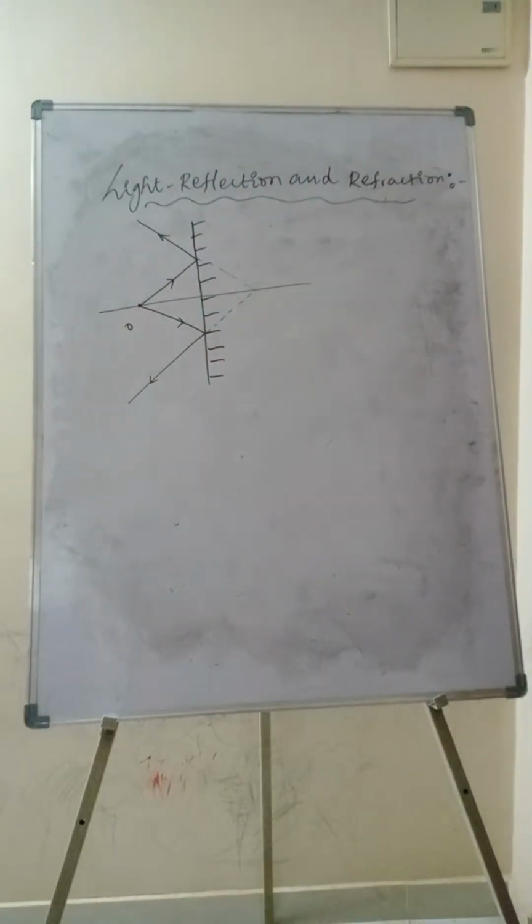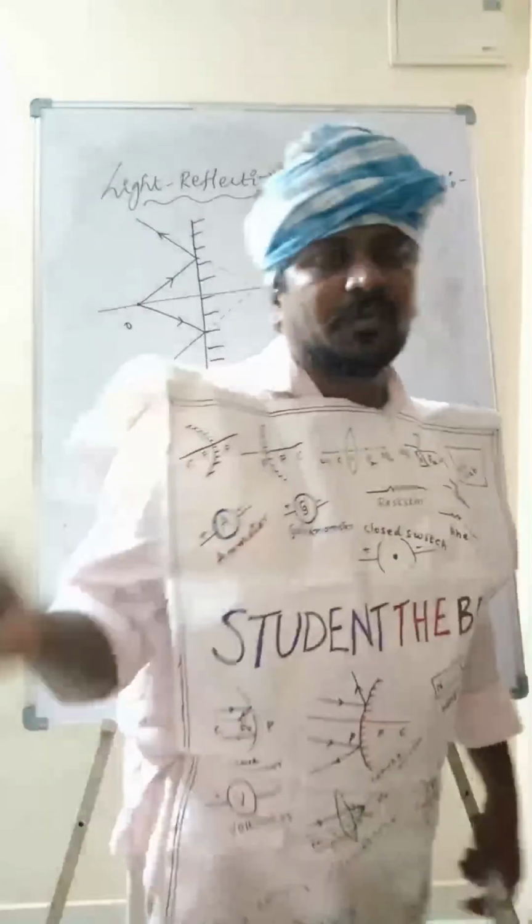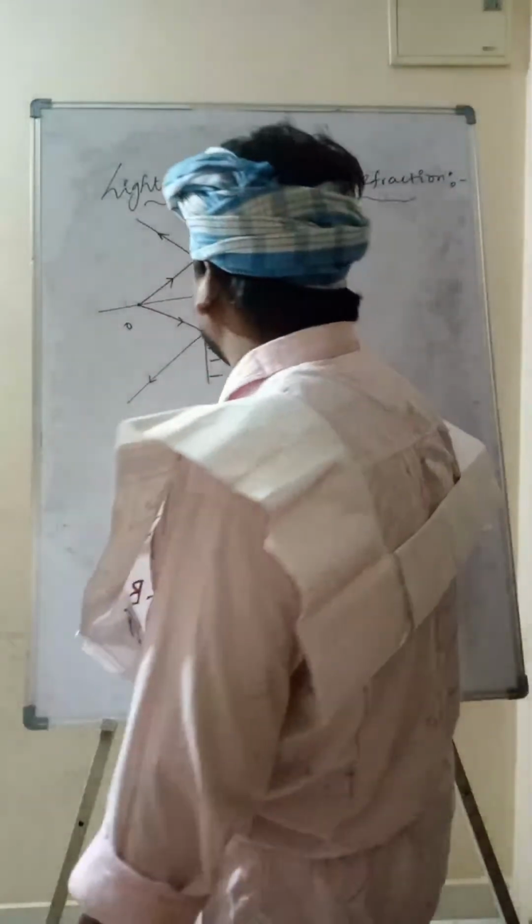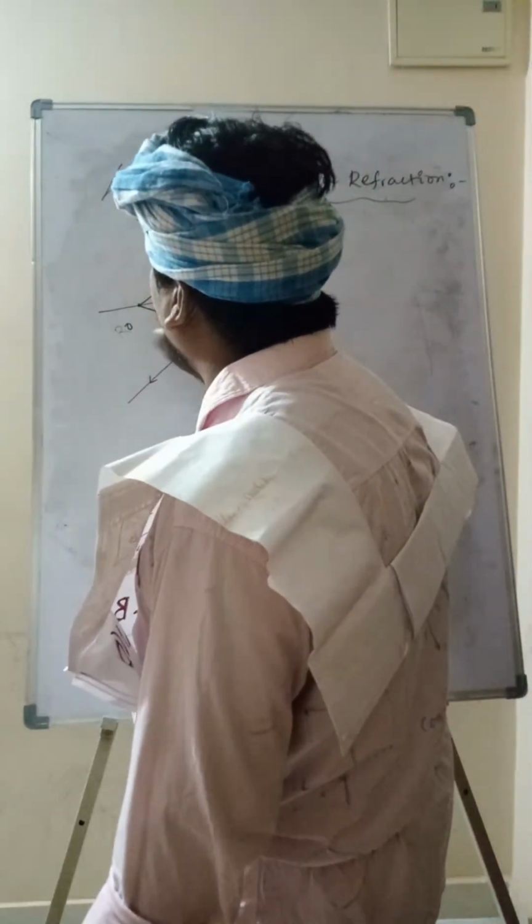So here you can observe. How many light rays are required to form the image of the object? Minimum 2 light rays. So here is the object, a real object I am taking.